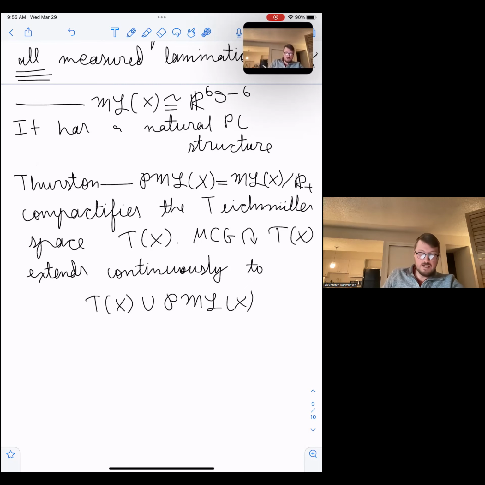Okay, so T of X turns out just to be a ball topologically. PML, again, is a sphere. So you can very loosely think of this as being analogous to a hyperbolic manifold group acting on hyperbolic n-dimensional space with its boundary sphere. And this closed ball is one of the most important tools for studying mapping class groups.